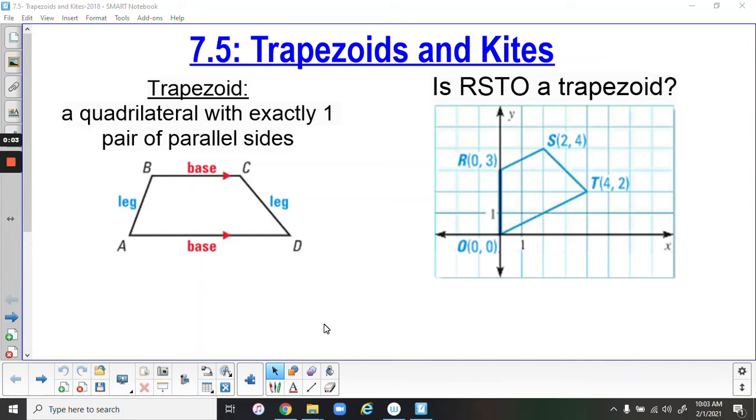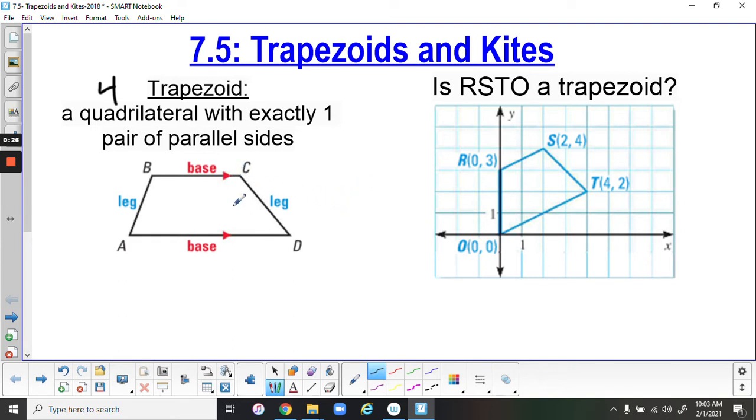This is section 7.5, trapezoids and kites. Okay. So a trapezoid is a quadrilateral. Quadrilateral meant 4 sides with exactly one pair of parallel sides.